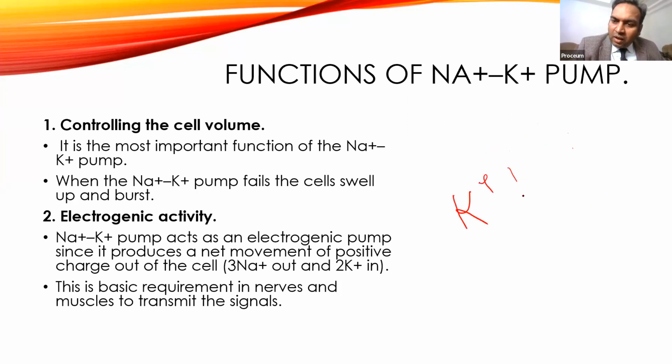Another important pump which many times we talked about is the potassium hydrogen pump. Since the hydrogen ion is involved, many times H+ is also called a proton, because it is just a single proton and there is no electron. So that's why this pump is also many times referred to as a proton pump. And this potassium hydrogen pump is seen in parietal cells of the stomach.